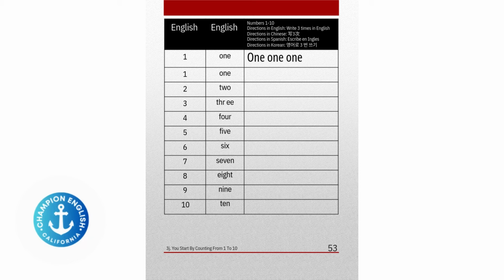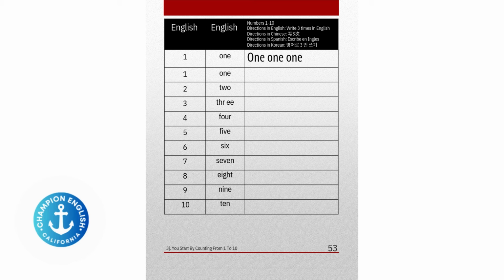Now that you translated the words into your own language, the numbers, I'm going to have you write the numbers 3 times in the English language. Let's say that together. 3 times. That's right, students. We're going to write the words 3 times in the English language. So let's go through it together.